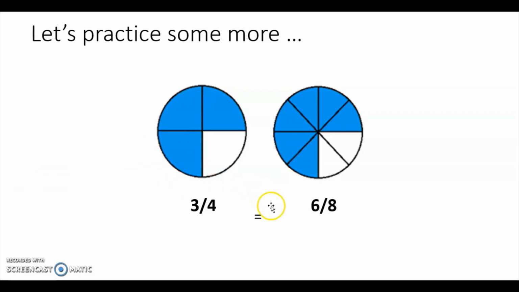3 out of 4 is equal to 6 out of 8. 3 out of 4 is equivalent to 6 out of 8. 3/4 is equal to 6/8. So that's it for our lesson. Let's look at our assignment.